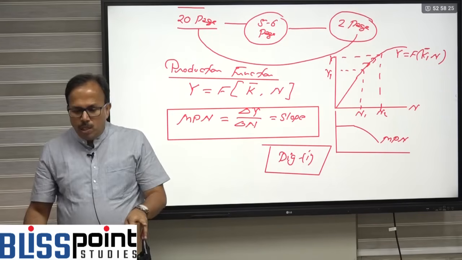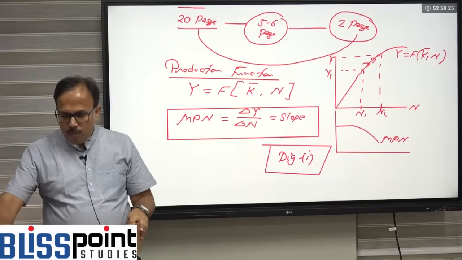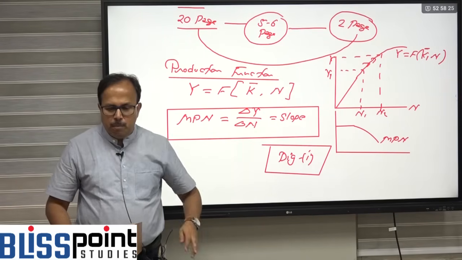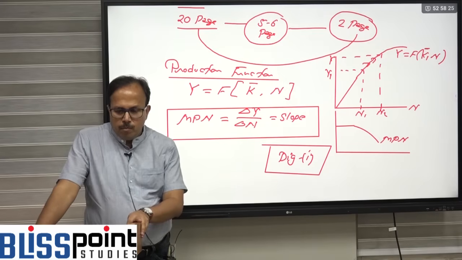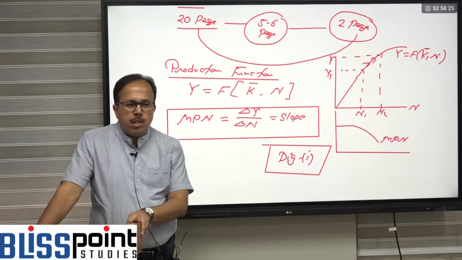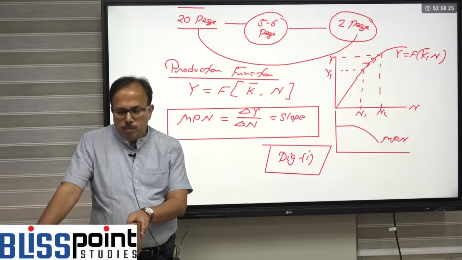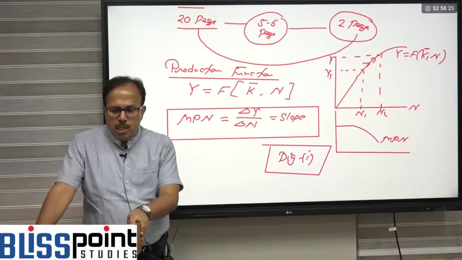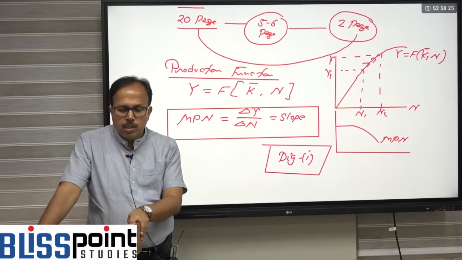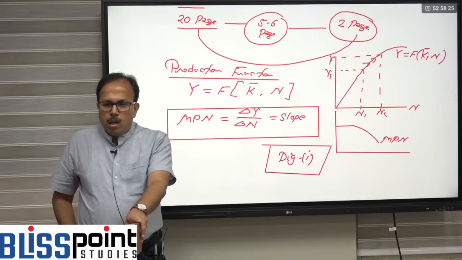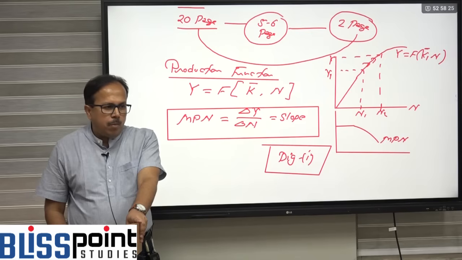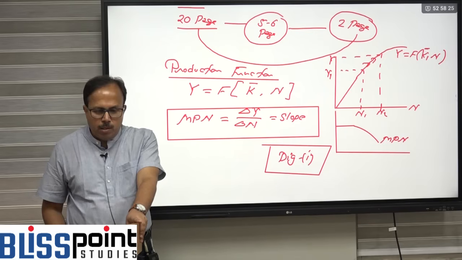Right. Production function summarizes the relationship between total input and total output, assuming a given technology.